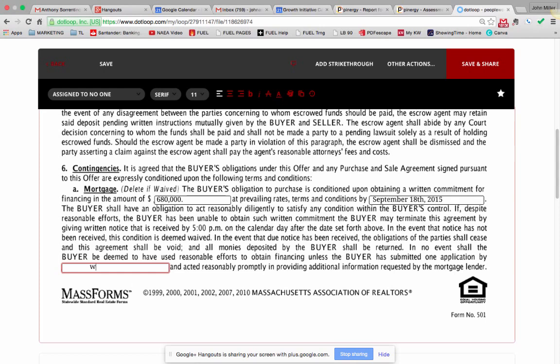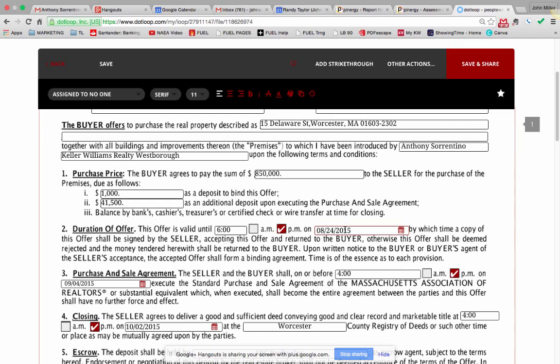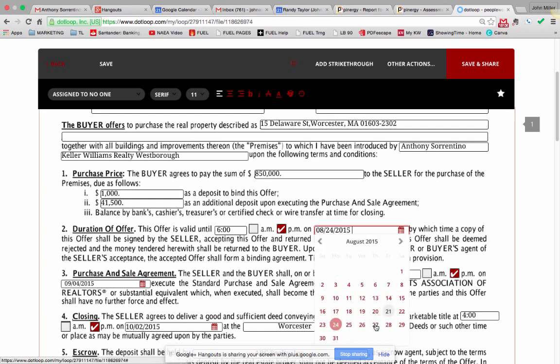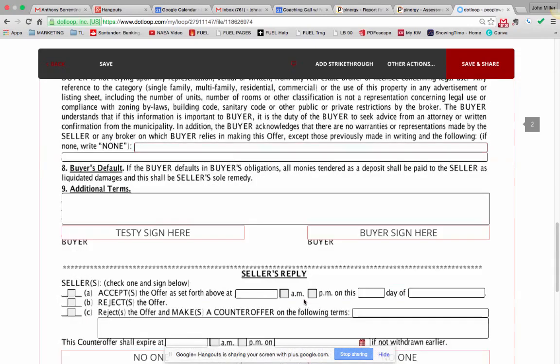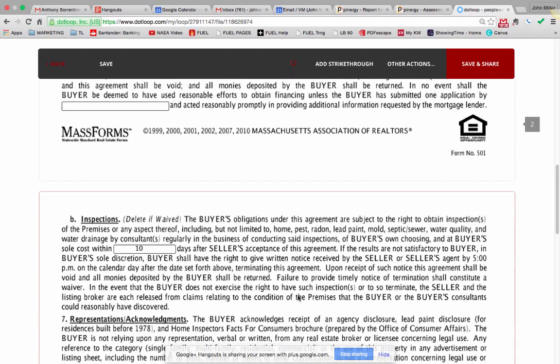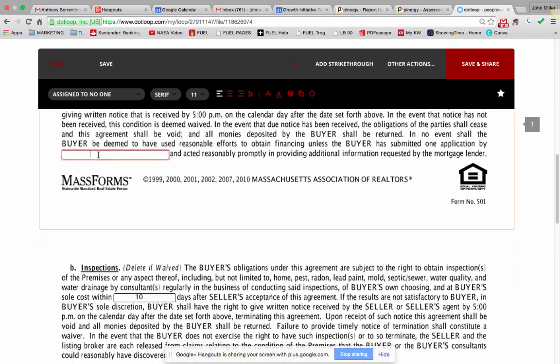Sometimes you'll see people write "within 5 days," and I don't do that. I look at a calendar and I say, okay, what's 5 days from now? Let's say if this offer gets accepted by the 26th, I'll apply for financing on September 1st. Give me 3 to 5 days to apply for financing. I'll go around, check interest rates, talk to a few people, and see who I want to apply with.